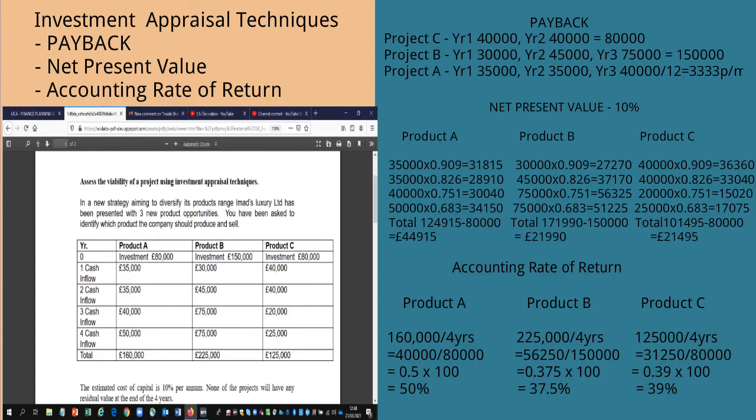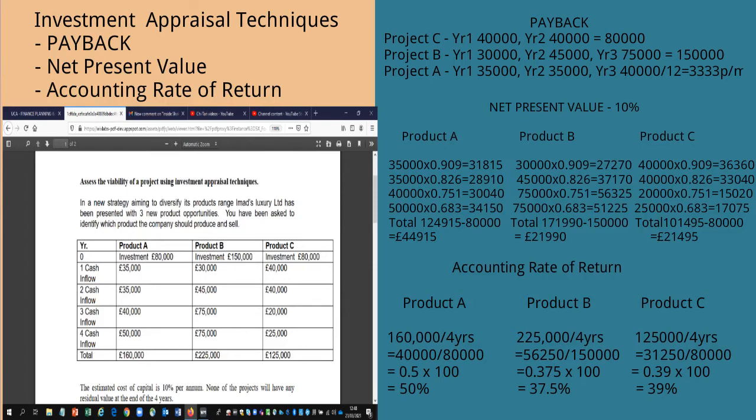And then you divide that by the initial investment, which is 0.5, times it by 100, which gives you 50%. If we calculate the same for project B and project C, we divided 225,000 by 4 years, which comes to 56,250, divided by the initial investment of 150,000 gives you 0.375, times it by 100 gives you 37.5%, and likewise you do the same for project C. And here again we can see that project A is the front runner, netting 50%.